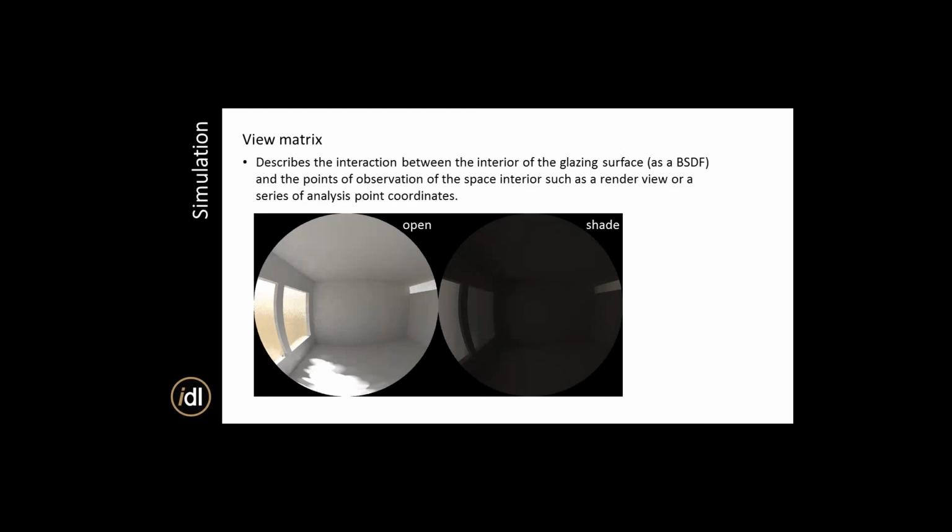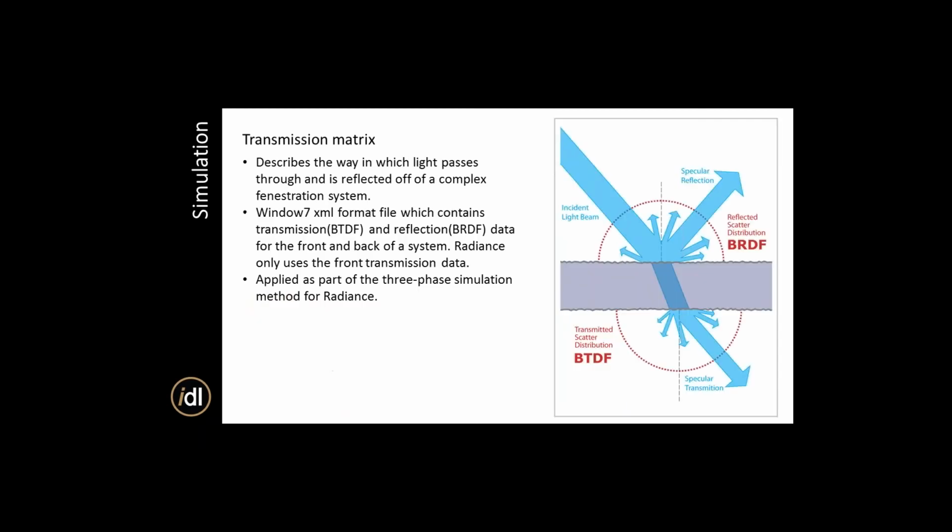So the view matrix, again, this will be the interior to the inside of the window relationship. We can see here an example BSDF, which I will go over next. But we have shades closed on this side, and then shades open on this side. So we can see direct sun coming in, and then it's a lot darker on the projector. Kind of see it popping out there.